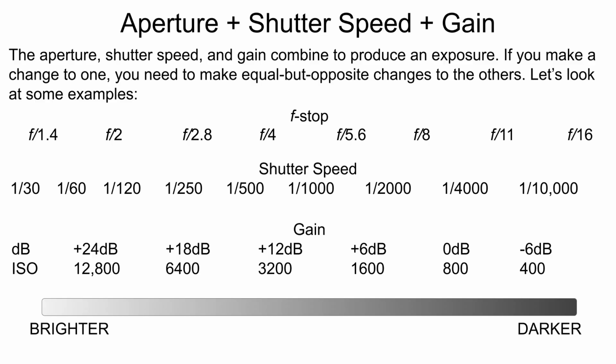Okay. We've added our third variable, right? So we have our aperture setting, we have our shutter speed setting, and now we have a gain setting, a sensitivity setting. So let's take a look at some possible examples.